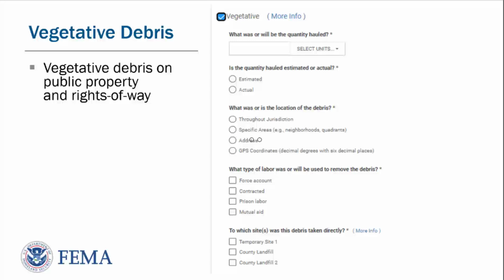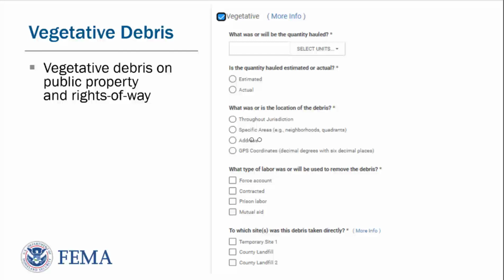Address and GPS coordinates. Address, that's pretty self-explanatory. You can enter the address. GPS coordinates, it'll give you a box for you to enter GPS coordinates to the 6th decimal place. And GPS coordinates should be in decimal degrees. And I know this is a lot of information. Once you get into the Streamline project application, it will have a lot of help text. We also have a Streamline project application Category A guide that's in the delivery toolbox for our FEMA staff. It's also uploaded into the grants portal for our applicant and recipient staff.